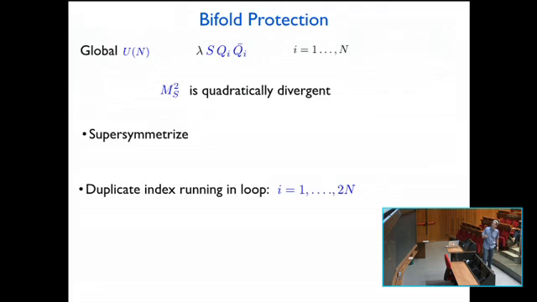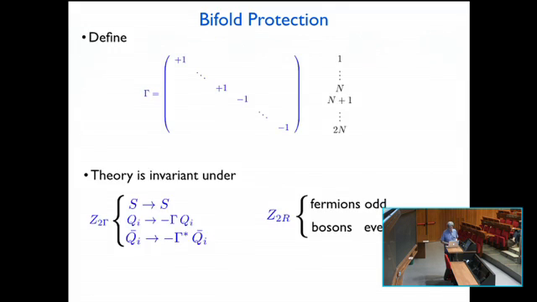So the first step to have bifold protection is to supersymmetrize the theory and to think of this as the superpotential. Okay? So fine, now you have some protection from supersymmetry in principle, if supersymmetry is exact. Then the second step, which is the "bi" in bifold protection, is to duplicate the flavor index from N to 2N. So now I have 2N in the loop that gives me the quadratic divergence. So far, it looks like a useless thing to do, but let's see what we do with that.